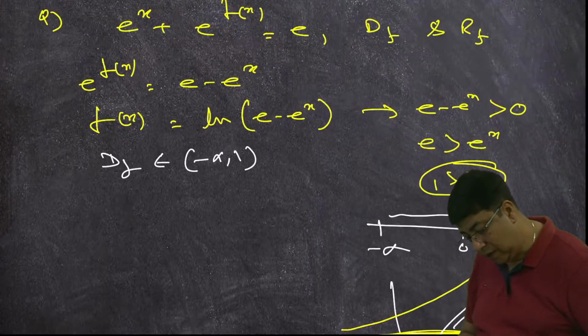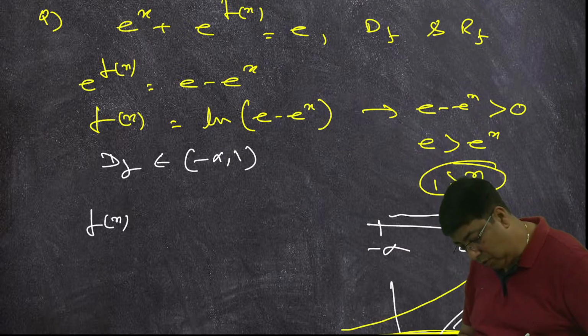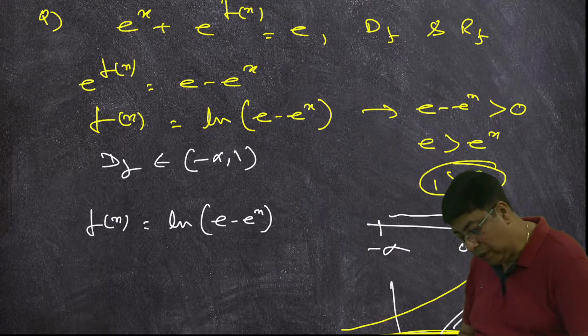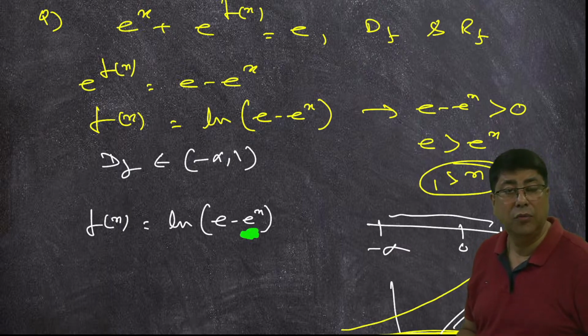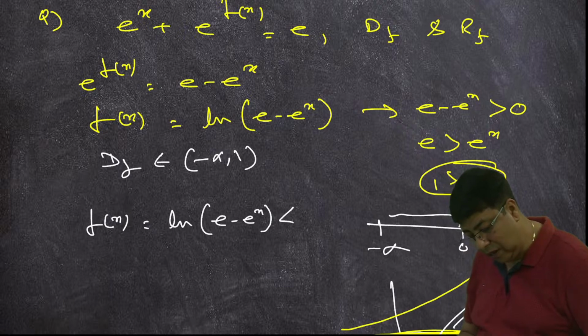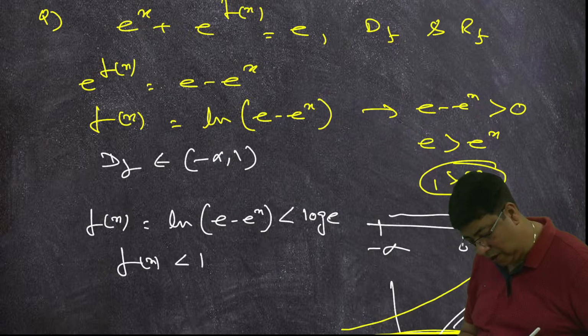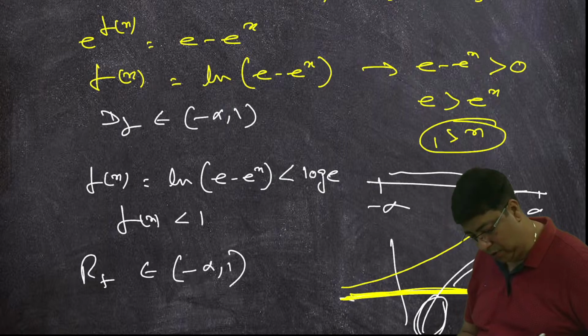Therefore, just see one thing, everybody. Once again I'm writing f(x) equals ln of (e minus e to the power x). What does this mean? Some positive quantity is being subtracted from e, so it is lesser than e. Therefore, we can write this as lesser than e. Log e is 1. Therefore, f(x) is also less than 1. Therefore, the range of the function also belongs to minus infinity to 1.